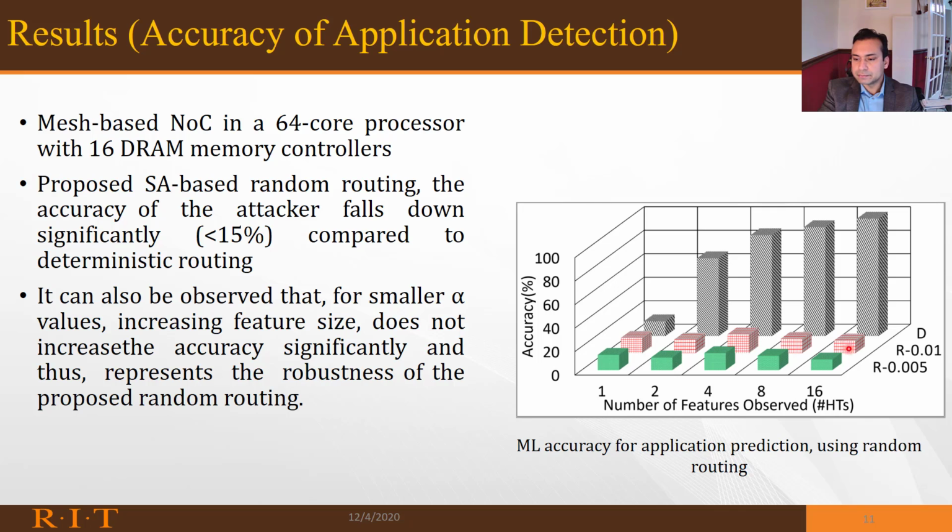Whereas now, with the random probability increasing, that is values of alpha reducing to 0.01 and 0.005, we see that the accuracy of the classification drops significantly to almost 15%, and then with further reducing alpha to 0.005, it reduces further to 10%. So we are able to obfuscate and confuse the ML attacker about what application is going on to a significant amount by simply adopting this simulated annealing based random routing.